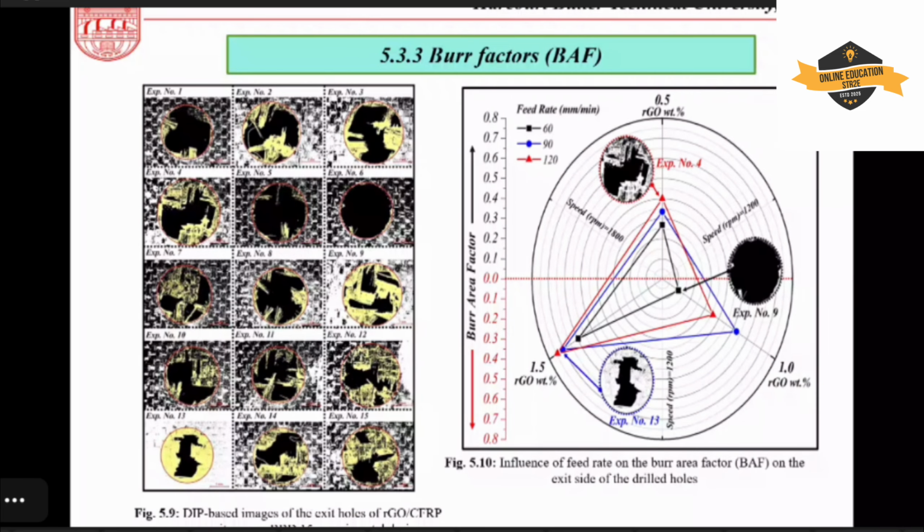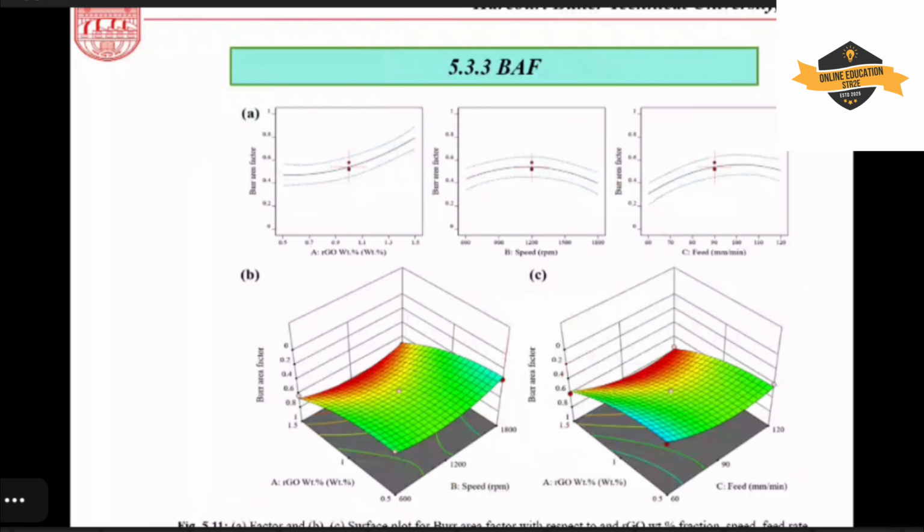So experiment number 6 is our best experiment, in which the drilling efficiency is very high. Experiment number 9 also showed a very high drilling efficiency, and similarly the other experiments such as experiment number 3, experiment number 2, and finally experiment number 13. If we observe experiment number 15, a very high amount of uncut fiber is there. So these are inefficient drilling processes, but experiment number 5 is the efficient drilling process.